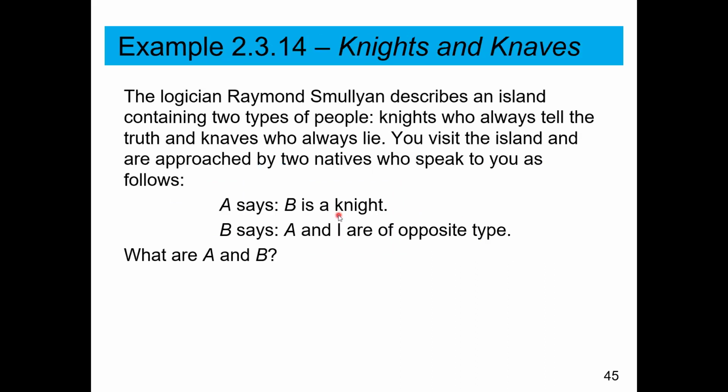An example is a classic one of two groups on an island, knights and knaves. Knights always tell the truth, knaves always lie. You want to know something about them. A says B is a knight. B says A and I are of opposite type. What are A and B?